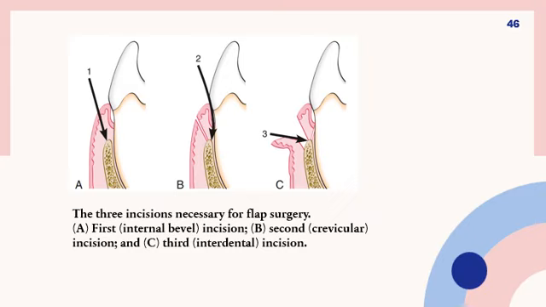You can see the 3 incisions necessary for flap surgery in this picture. A describes the first or internal bevel incision. The second one is the crevicular or sulcular incision, and the third one is the interdental incision, which is perpendicular to the tooth, close to the crest of the bone.